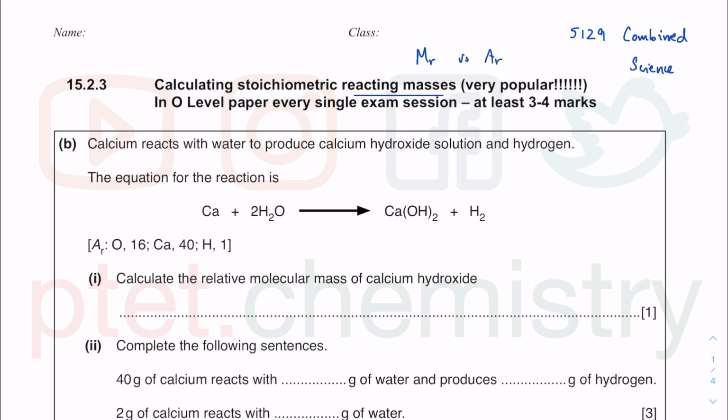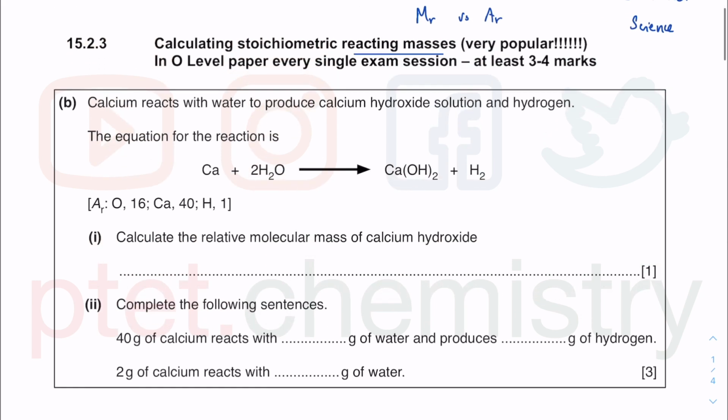So these are very popular exam questions. You can expect at least one question which is worth 3 to 4 marks in every single combined science 5129 curriculum. So let's get started and let me show you what it means.